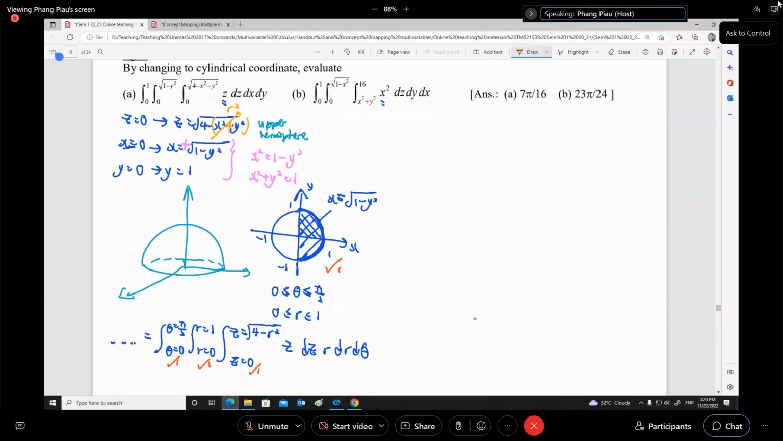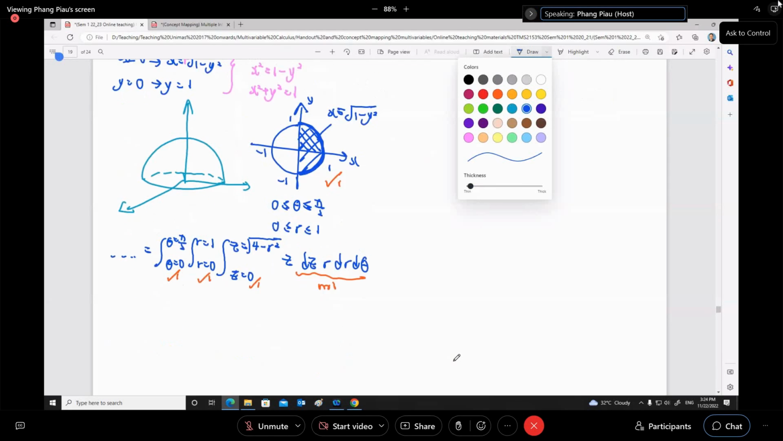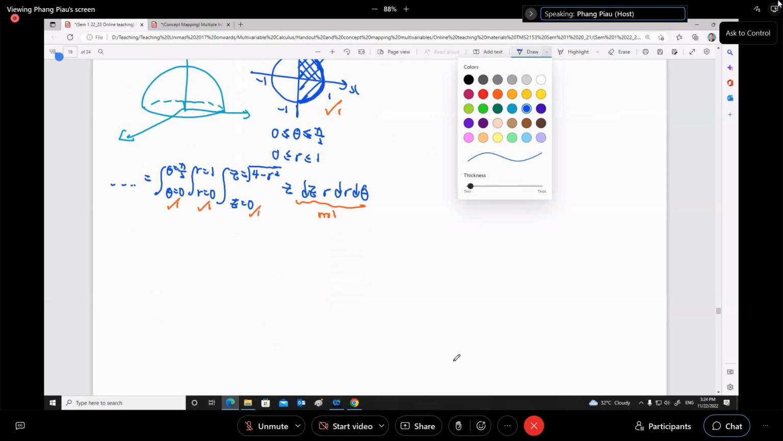If you arrive at this, you already have 4 marks, 1 mark for your diagram, and so on, because this diagram is actually not needed. You can draw it to understand it, but it does not help you in changing this to cylindrical coordinate. And also here, everything you use this cylindrical coordinate. So our next task is just to solve this integration.